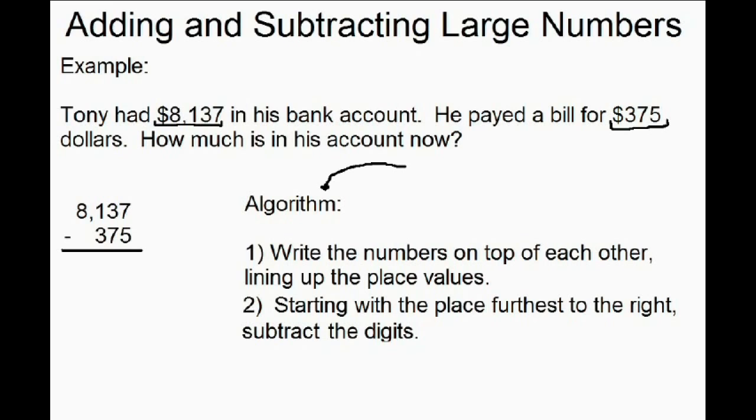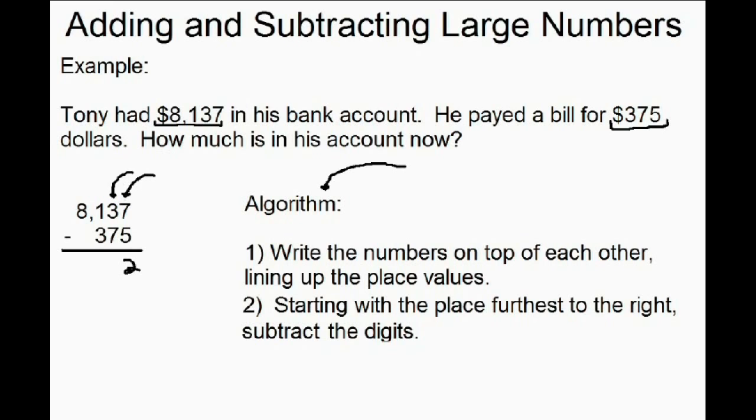And just like with adding, we start with the place value furthest to the right. In this case, it's the ones, because we don't have a decimal here. We don't have any cents written in this bank balance, just whole dollars. So the smallest place value we have is the ones place. We start with that and we subtract 7 minus 5, which is 2. We continue working our way left, and here the question is 3 minus 7.